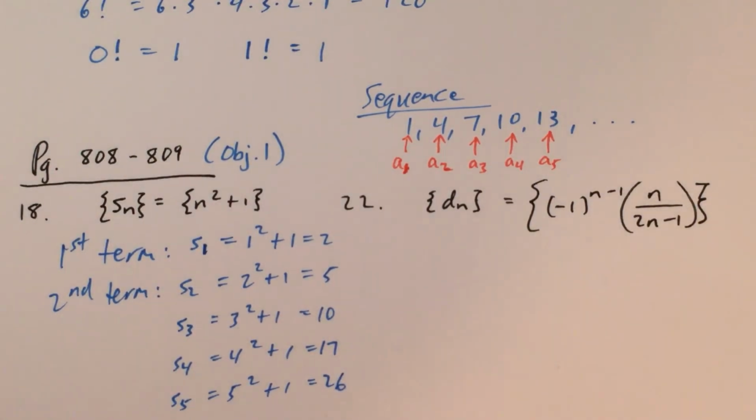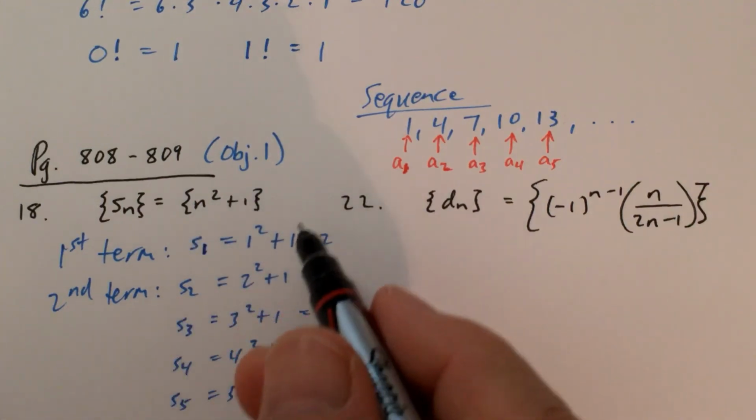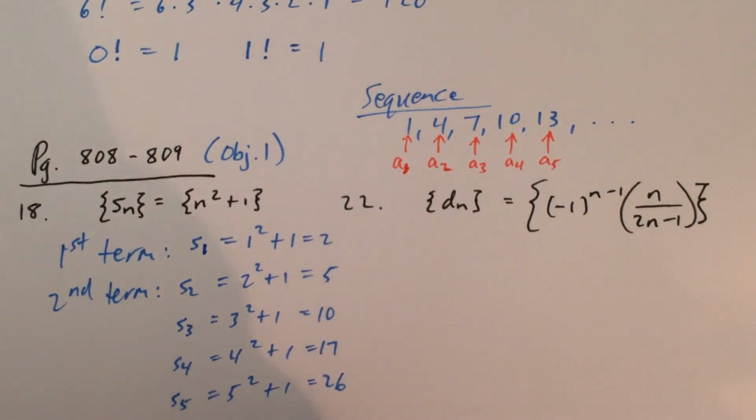So let's see, write down the first 5 terms. We wrote them down. If you wanted to write them down in a list form with commas, we'd write 2, 5, 10, 17, and 26. So that's the answer. That's writing down the first 5 terms. S of n equals that for all values of n, but these are the first 5 terms.